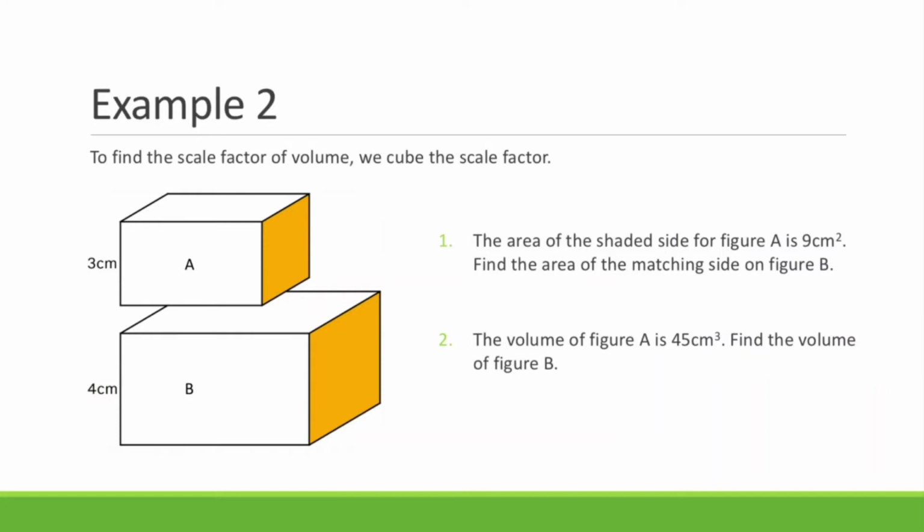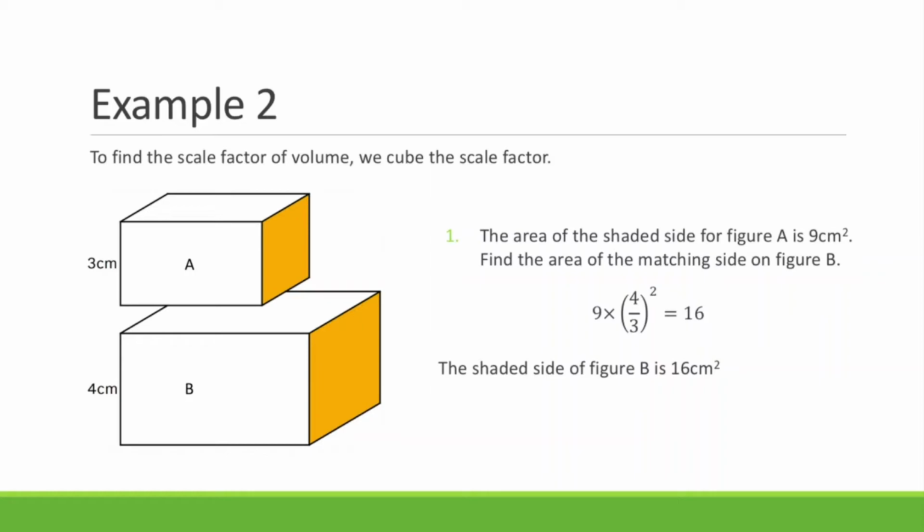So here, this shaded side is 9 centimeters squared. We are going to find the matching side on figure B. Secondly, we're going to find the volume of figure B if we know the volume of figure A. So here what we're going to do, because we're going from the original to the image, we are going to times. We know what the scale factor is. Because we're doing area, we're going to square the scale factor, and we're going to end up with 16 centimeters squared.